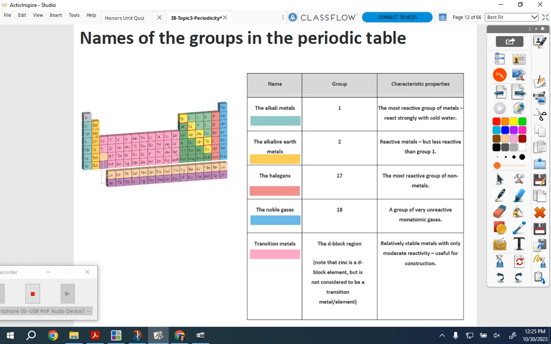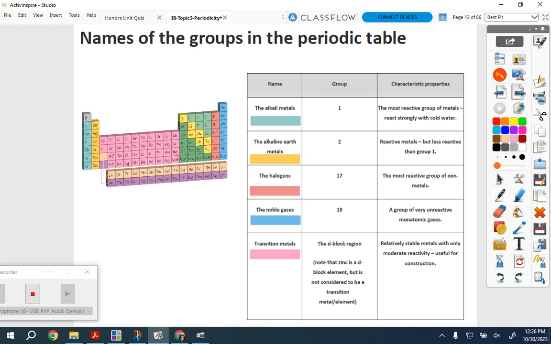Alkaline earth metals are our group 2, and they are similar to group 1, but a little bit less reactive because they have that full S subshell. So they're a little bit less willing to give up an electron than the group 1 elements. Our group 17, the halogens, those are the most reactive nonmetals. They are so close to having that full octet. They just need one more electron, and they are going to get it by any means necessary.